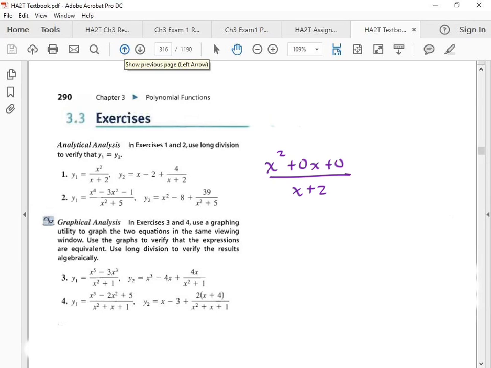Boom. Does it become easier? Are you like, oh, now I have somewhere to go? Yes? No? Maybe? Now, I would use synthetic division, but you could also use long division. Long division also works. I'm going to do synthetic here. I know it tells me to use long division, but I don't care. I'm going to use synthetic.